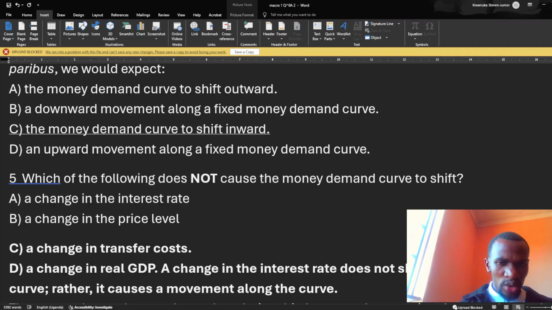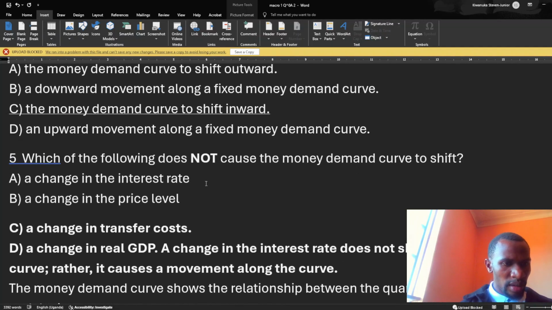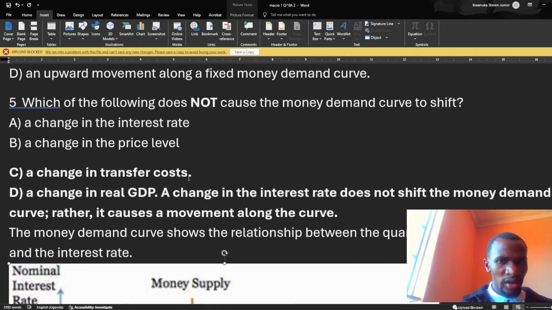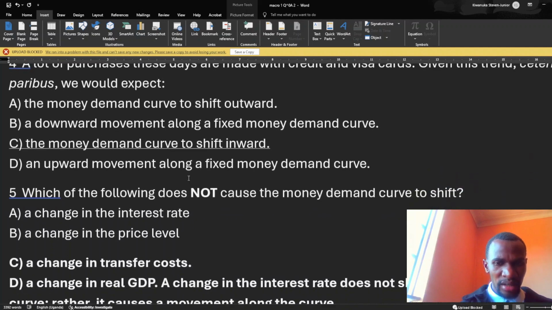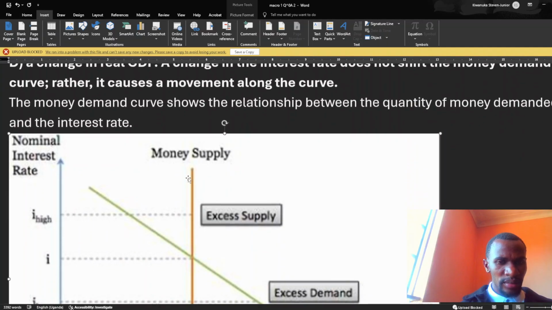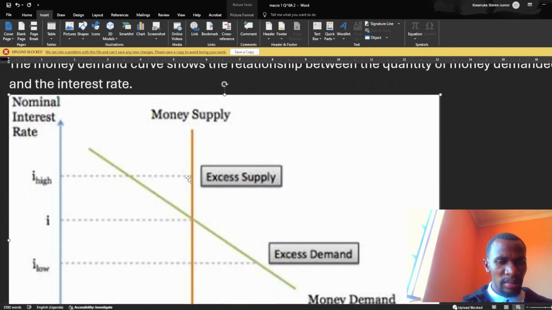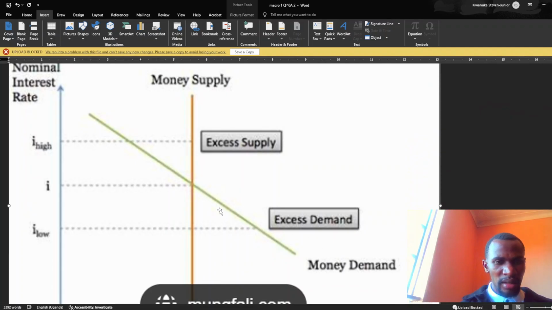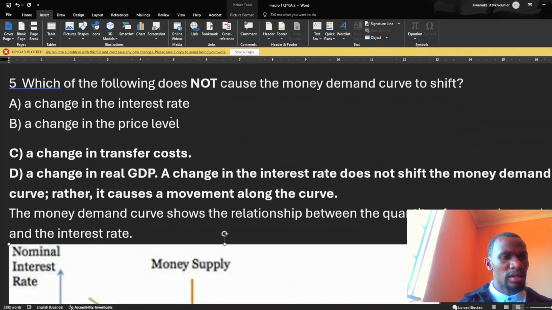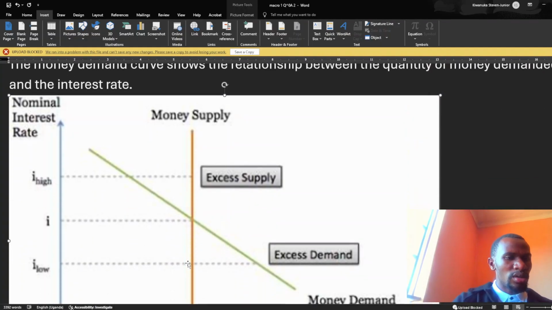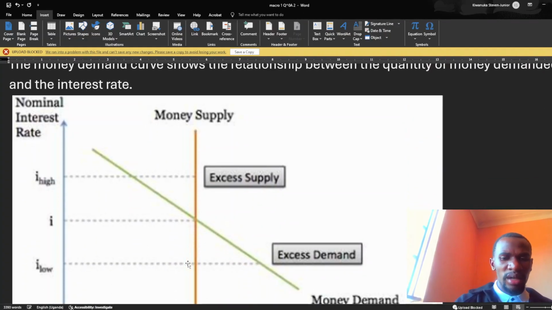So which of the following does not cause the money demand to shift? An increase in the interest rate. Which of the following does not cause the money demand to shift? This is the money supply, and this is the money demand. They have told us that to shift means it is moving from here to here. An increase in the interest rate, when this one increases like this, does it cause the money demand to shift? We see no.